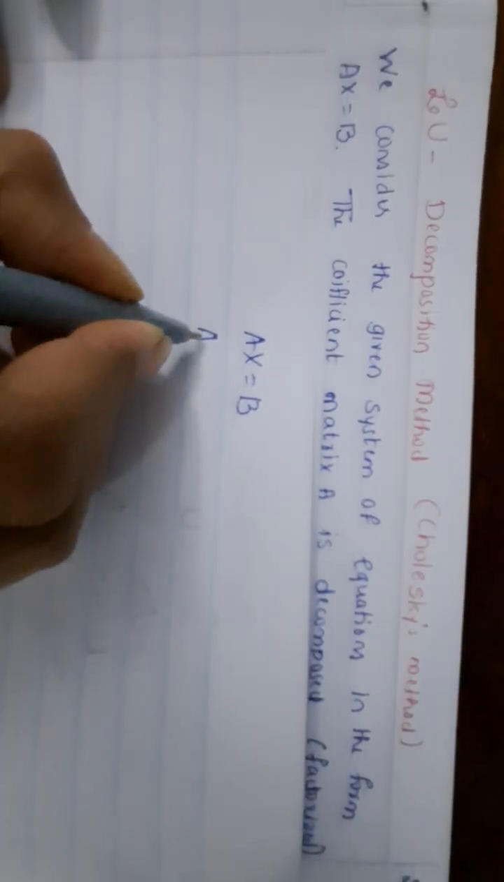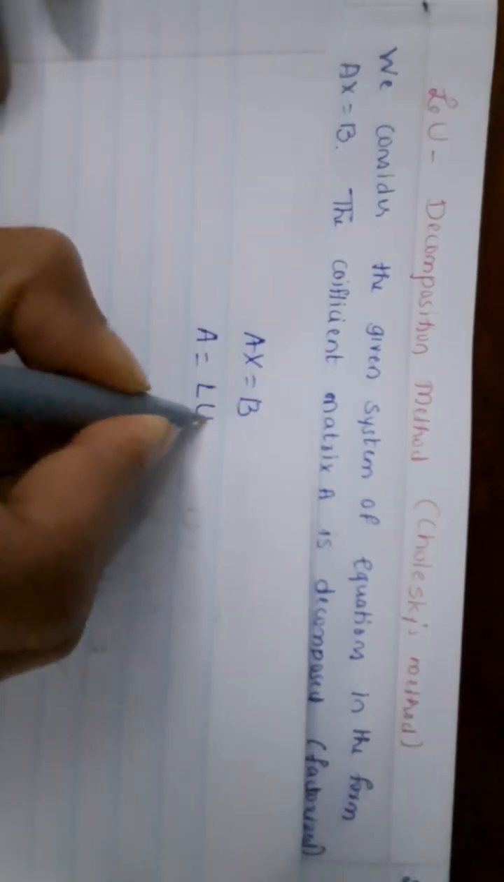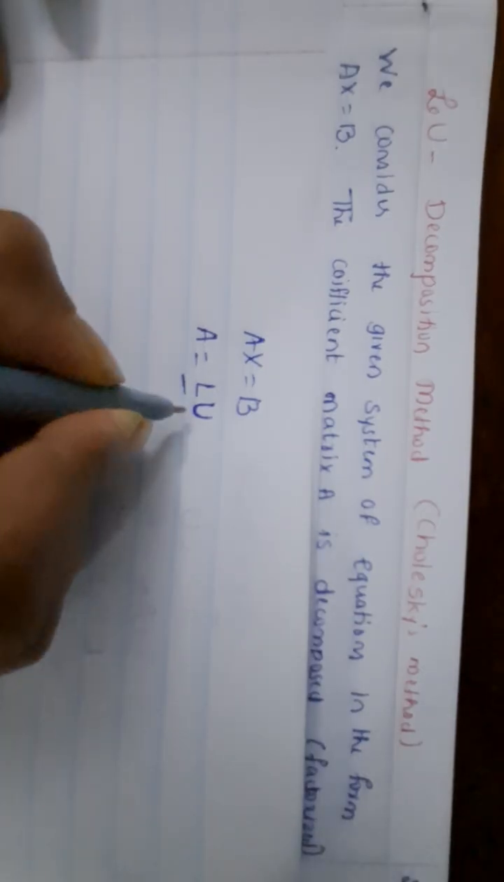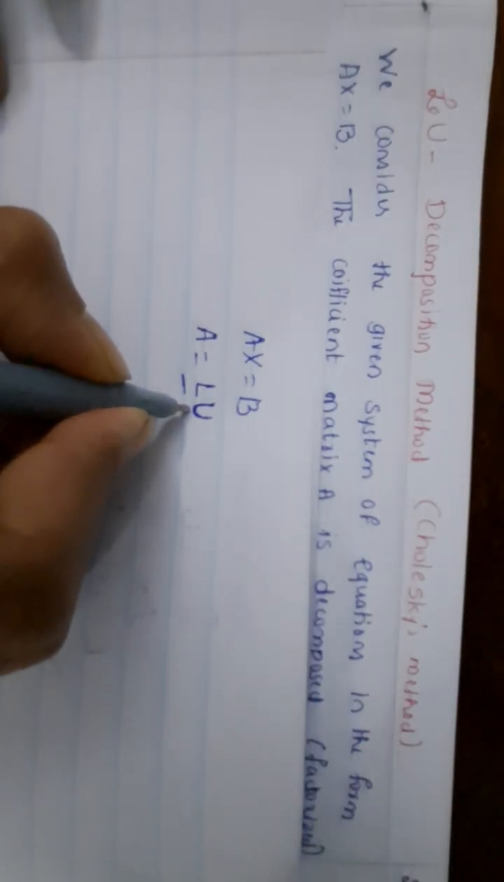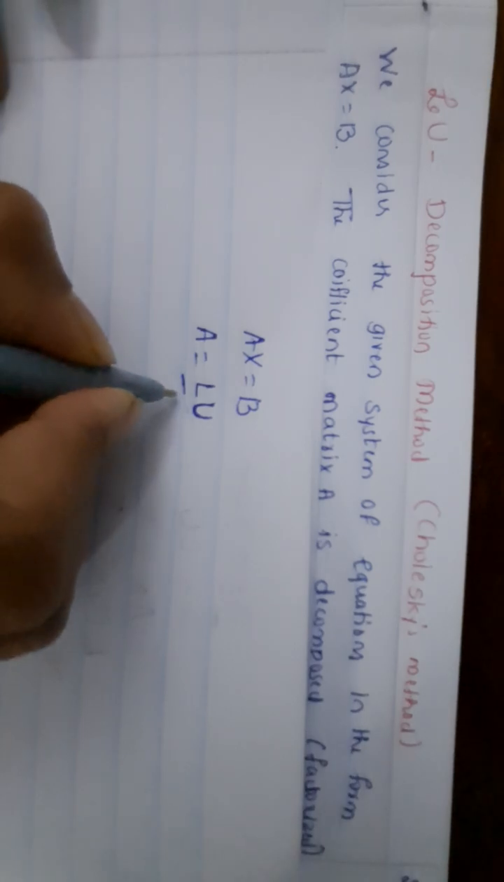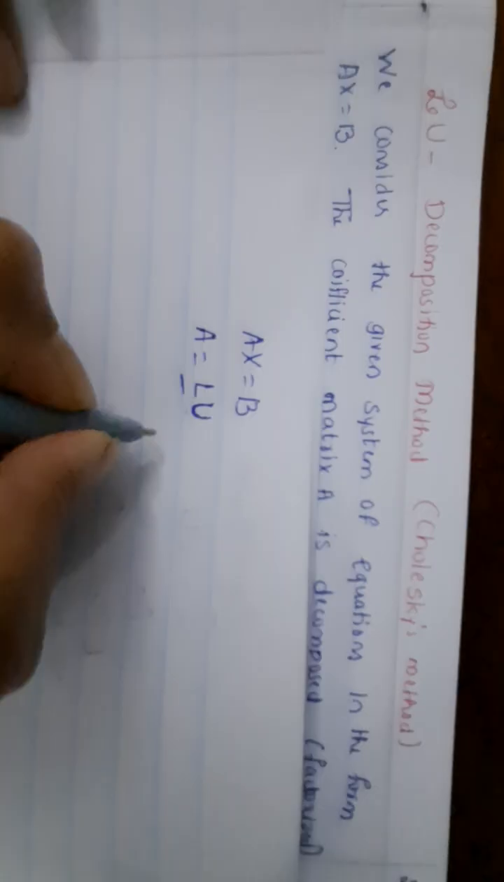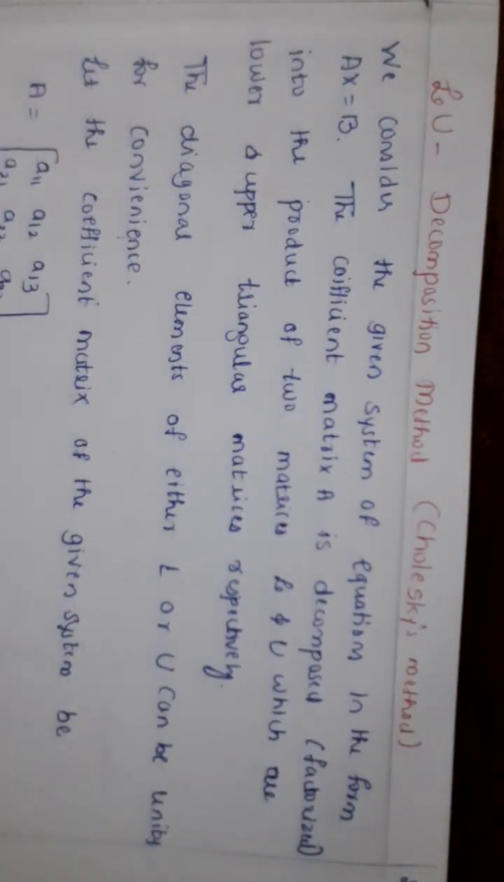If I have been given AX = B, then this is our system of equations, where our A we will write in terms of L into U, where L is the lower triangular matrix and U is the upper triangular matrix. Specifically, we take either one of the diagonal elements as 1 for our convenience. So let's start. First, let us understand the method. How do we do it? The diagonal elements of L or U can be unity, depending on the convenience, as I told you.